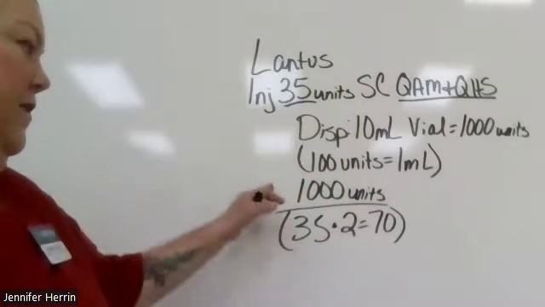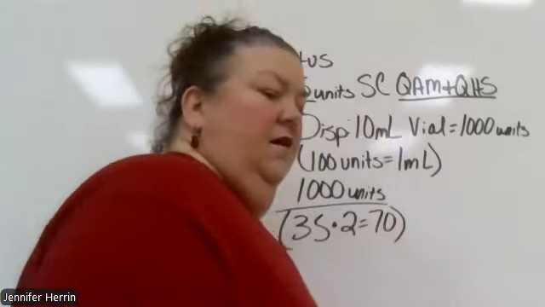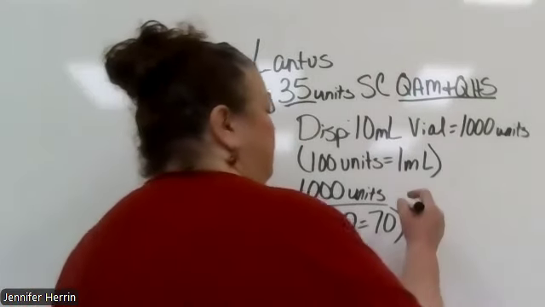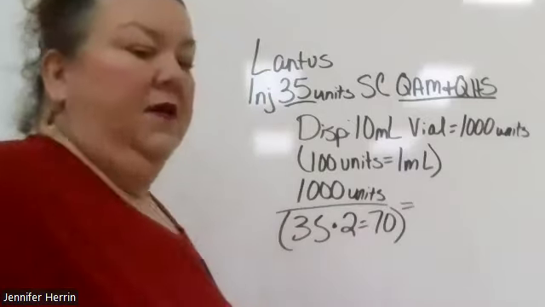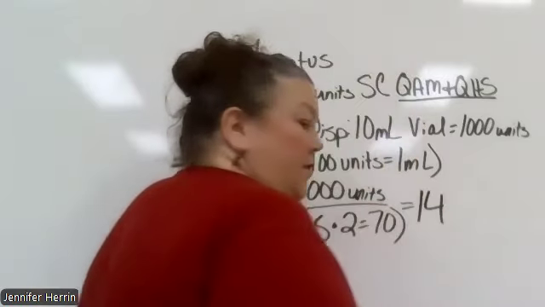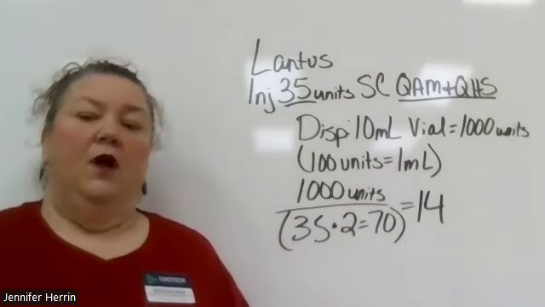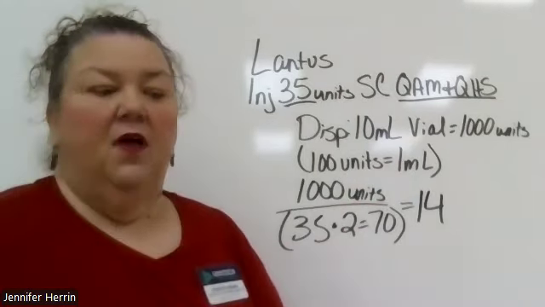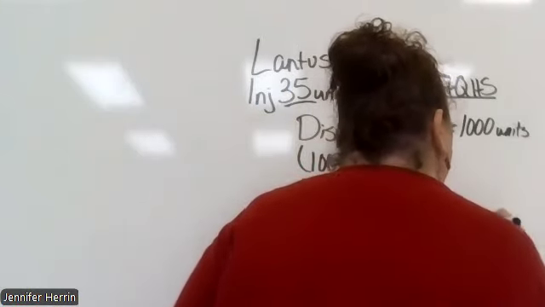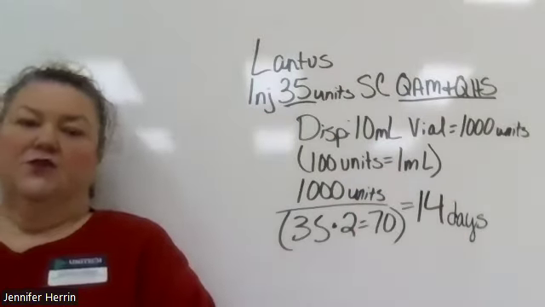So I need to divide that 1,000 units by the 70 units that is being utilized per day. And that tells me that one vial is not going to get this patient very far. They probably need a second vial. This comes out to, on my calculator, it's 14.285714. But remember, when we calculate days supply, we do not round. We stop at the last whole number. So 14 days is what we would bill the insurance.